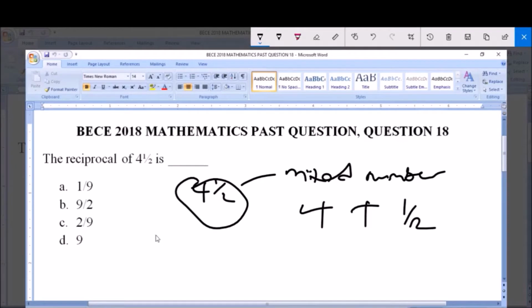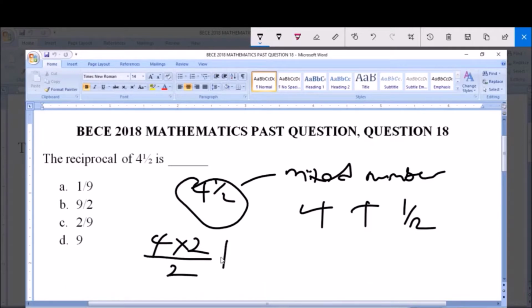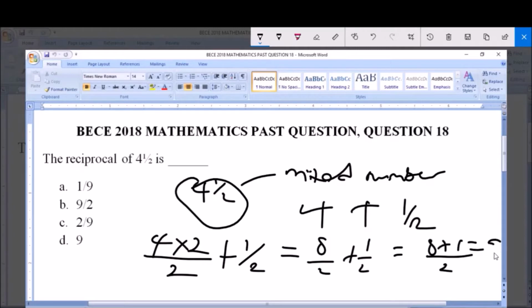To convert to an improper fraction, we multiply the whole number part, which is 4, by the denominator of the fractional part, which is 2, and also divide it by 2. Now what do I mean? We multiply 4 times the denominator of the fractional part, which is 2, and also divide it by the denominator, which is 2, then plus the fractional part, 1/2. This will give us 8/2 plus 1/2. Because they have the same denominator, we have 8 plus 1, and this is equal to 9/2.